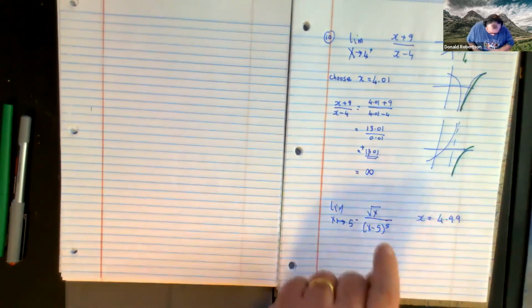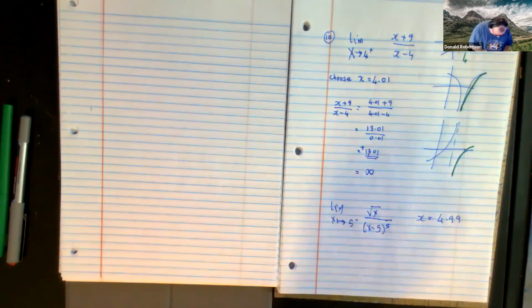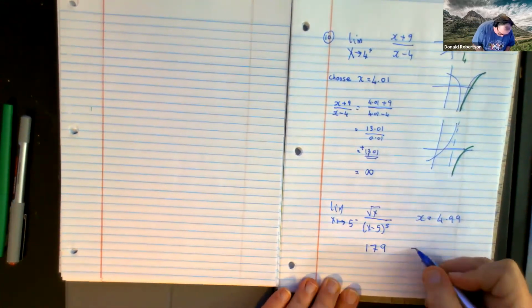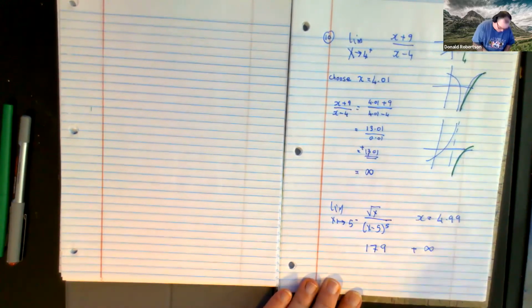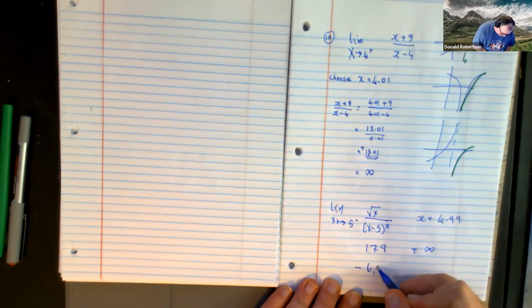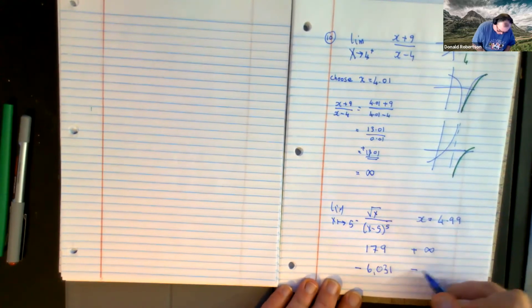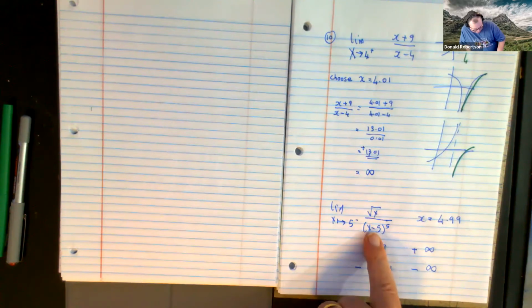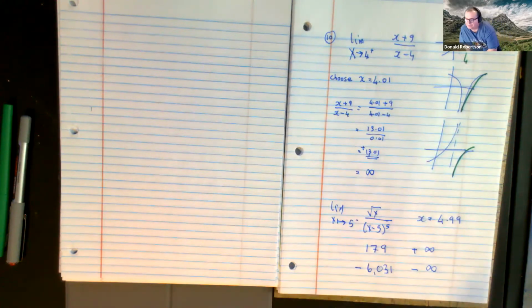Now, I'm not doing this one, but if I put that in and I got the answer 179, then wouldn't that tell me plus infinity? But if I get negative 6,031, wouldn't that tell me it's negative infinity? You might say, well, how do you know it's infinity? Think about it. If you put 5 in the bottom, aren't you going to get something over 0? And something over 0 makes vertical asymptotes happen.